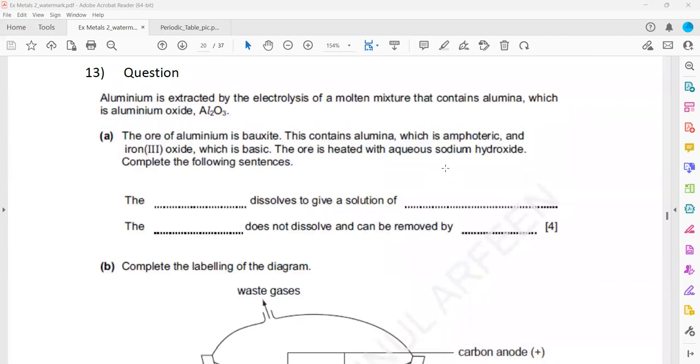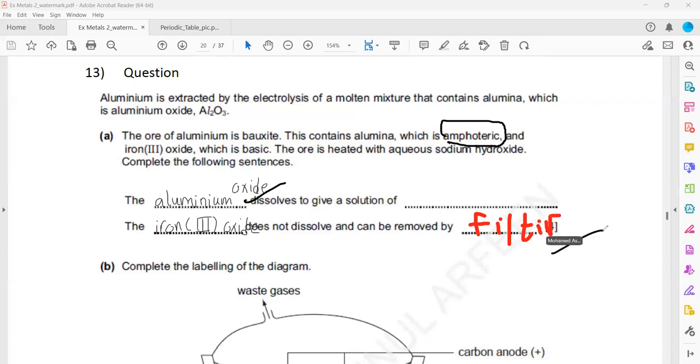Question 13. Aluminium is extracted by electrolysis of a molten mixture that contains alumina. The ore of aluminium is bauxite, which contains alumina, which is amphoteric, and iron oxide, which is basic. If we add sodium hydroxide, which will dissolve? Aluminium oxide will dissolve, because they mention it is amphoteric. Amphoteric can react with both. We can remove the iron oxide by filtration, as it does not dissolve. And when aluminium oxide dissolves, it will become aluminium hydroxide.